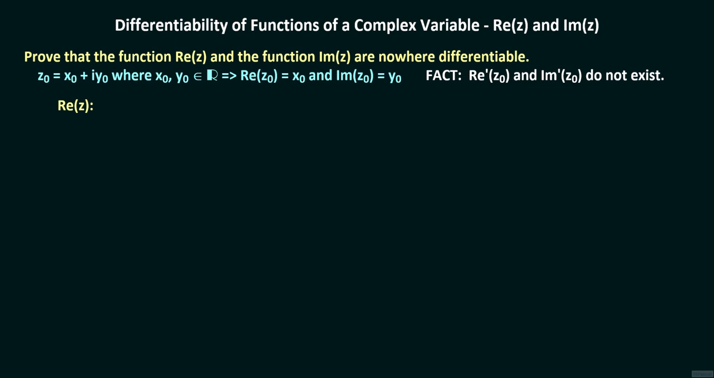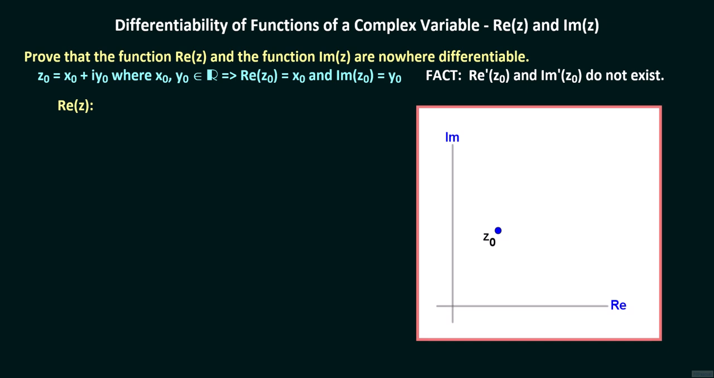With a function that is essentially a function of two variables, we choose two different paths that will give us either two different values or at least one non-existent value for the derivative. For the first path, let's approach z sub 0 along the vertical line through z sub 0. On this line, the real part function is constant at x sub 0. So the real part function has zero rate of change along this line, and therefore its derivative should be 0 along this path.